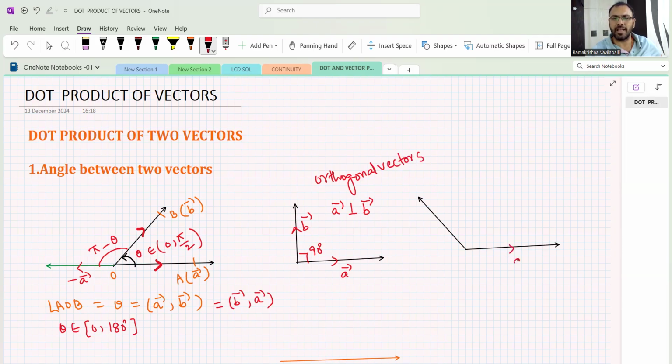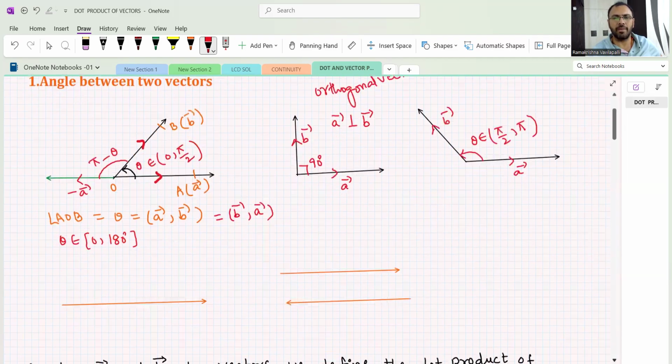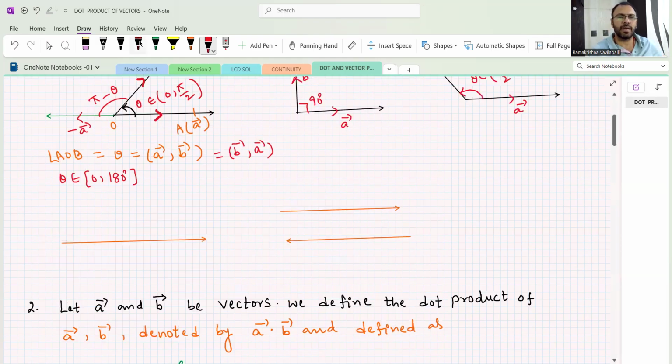And the third diagram explains that the angle between two vectors is more than 90 degrees. So this is an obtuse angle between the vectors. The angle between A bar and B bar is the same as the angle between B bar and A bar. If theta is the angle between A bar and B bar, then the angle between minus A bar and B bar is pi minus theta. Look at the diagram.